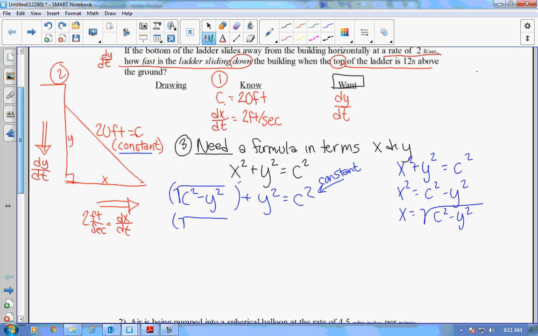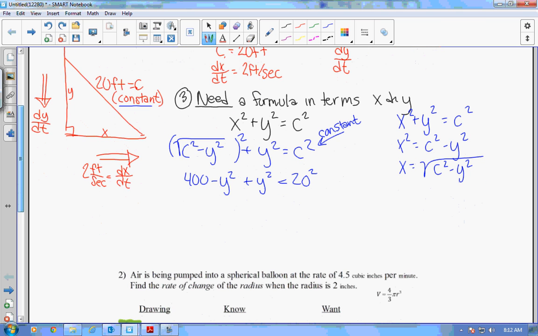Oh, and this is all squared. Did you all put a squared after the parenthesis? 20 squared is 400 minus y squared plus, and actually if we square, the square root goes away, right? So, whoops, that's not right. So I'm just going to write 400 minus y squared plus y squared equals 20 squared, which is 400. Take the derivative, step 4. Something's happened. Why are all my y's going away?